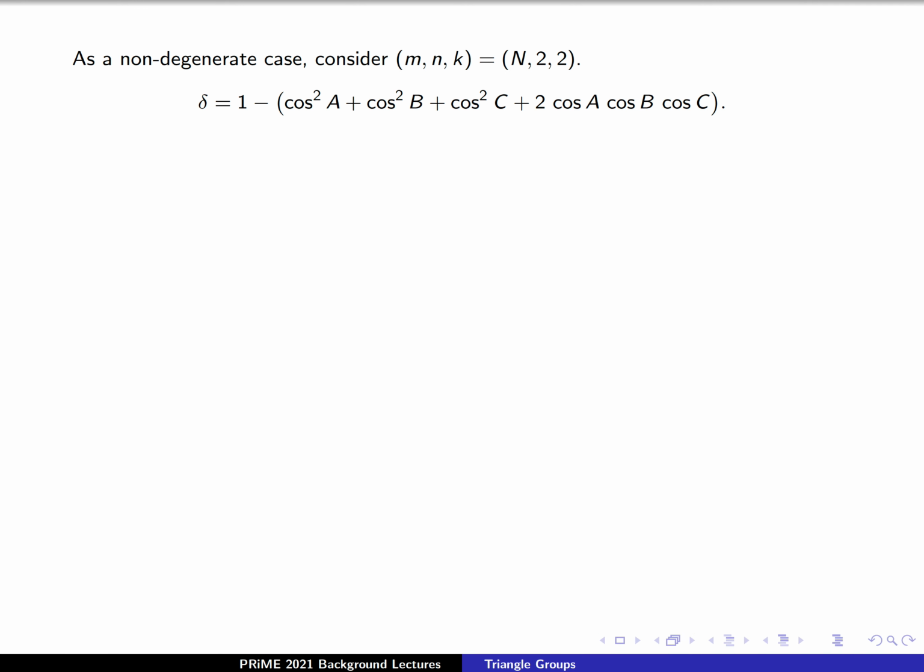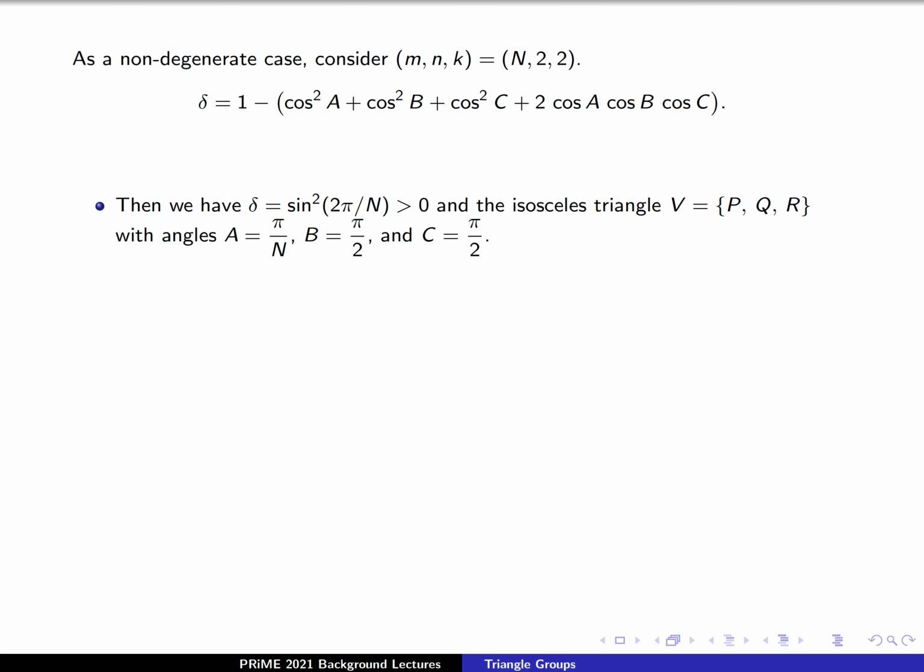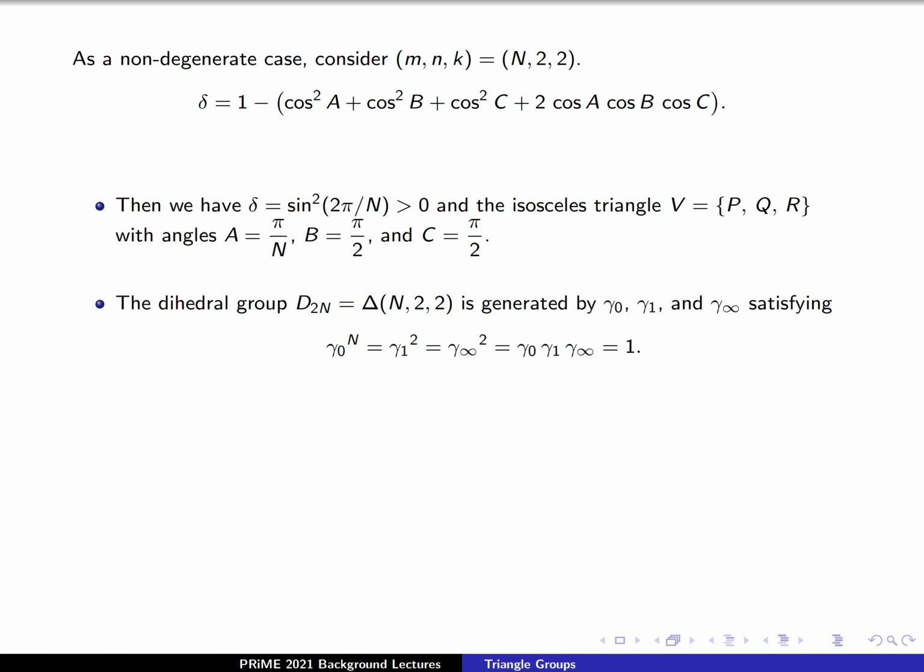Similarly, let's take a look at the case when n and k are both equal to 2. Now we'll introduce dihedral groups. Here, we can form a triangle according to points P, Q, and R, where one of the angles is pi over n and the other two are 90 degrees, pi over 2 and pi over 2. In this case, we do find the dihedral group where gamma 0 is a rotation at the North Pole by 2 pi over n, and gamma 1 and gamma infinity are actually rotations by 180 degrees. That is, gamma 1 squared is the identity, and gamma infinity squared is the identity.